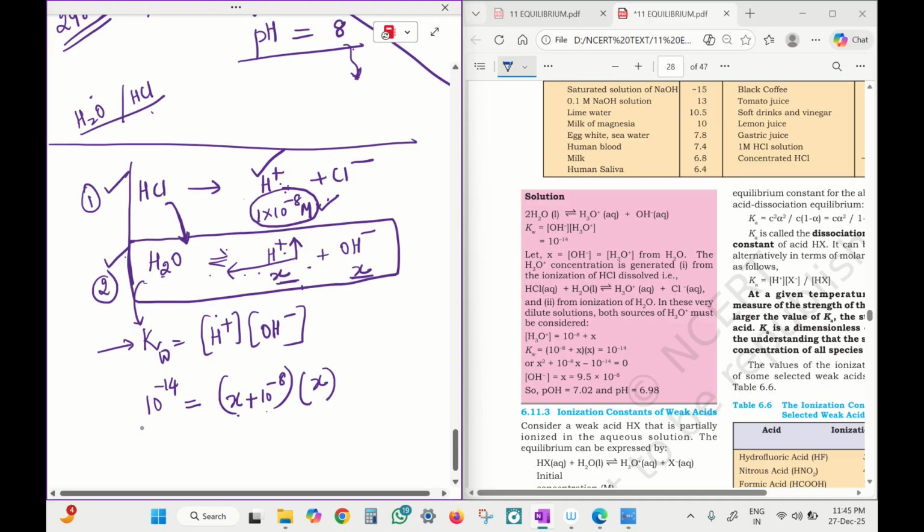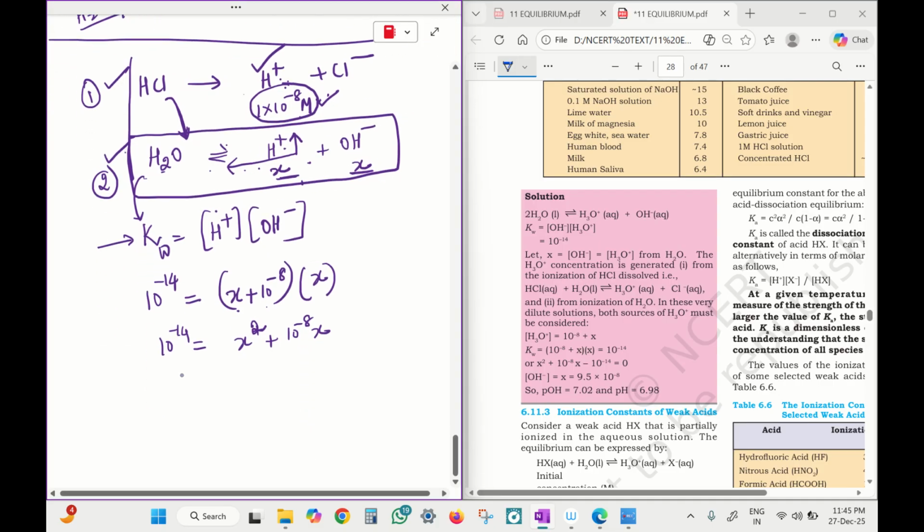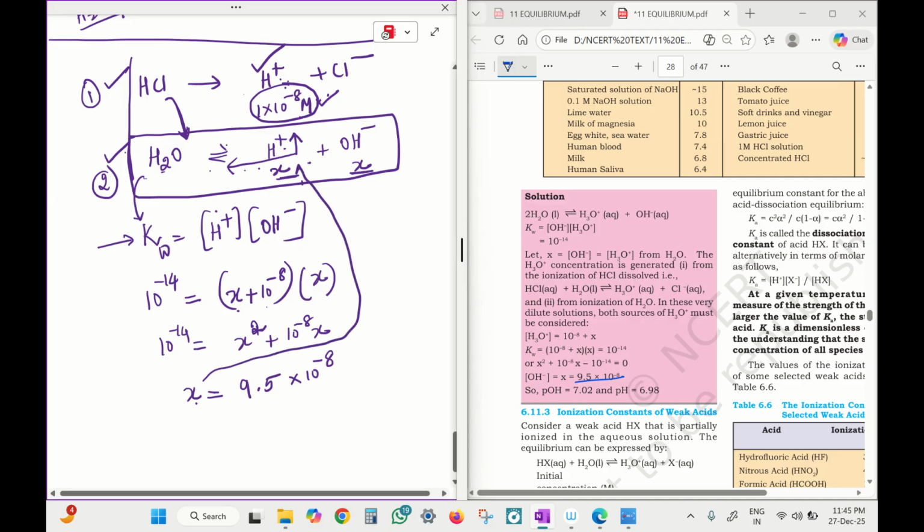Fine. Now if you solve this, it becomes X square plus 10 to the power minus 8 X. So it becomes a quadratic equation and you will have to solve this equation, right? When you solve this equation, you will get a value of X, and that value of X happens to be 9.5 into 10 to the power minus 8. What is this X? This X is the amount of H plus coming from water.